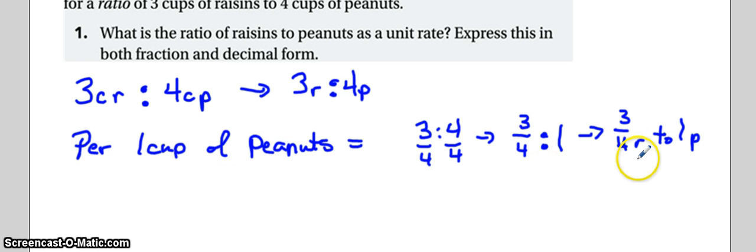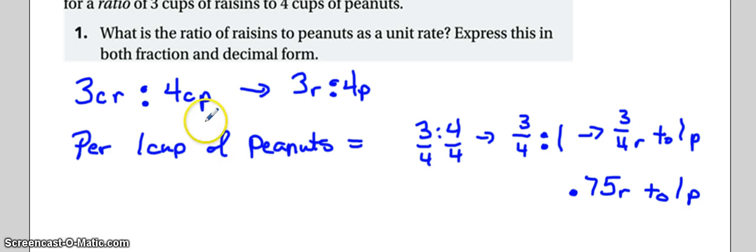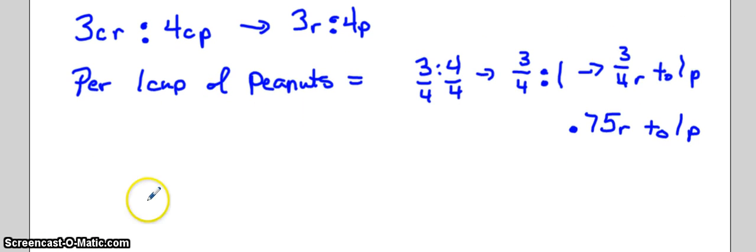As a fraction that would be 3/4, and as a decimal, 3/4 equals 0.75. So we're just going to write 3/4 to 1. It would be 0.75 cups of raisins to 1 cup of peanuts. All right, we're going to scroll down a little bit further here.